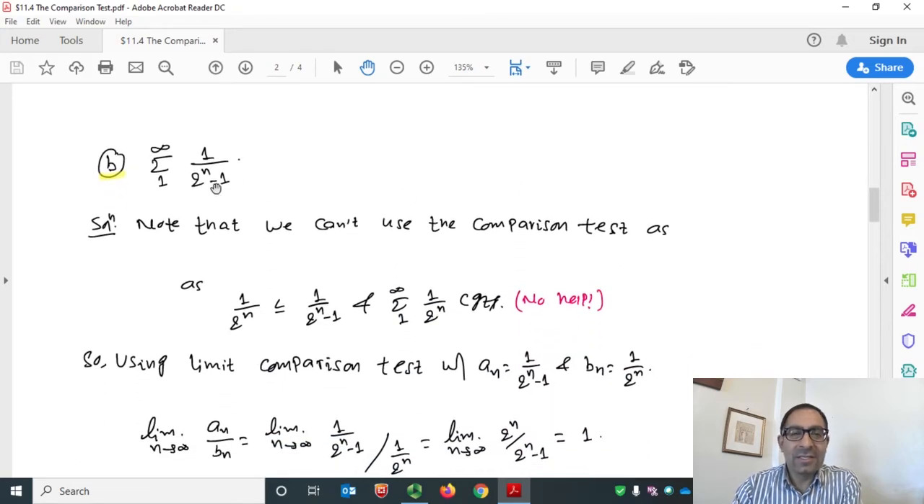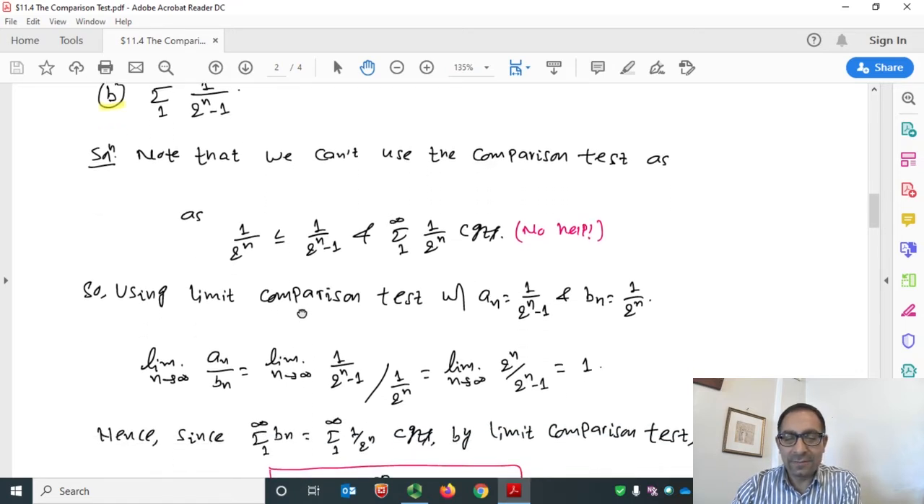2. The given series is 1 over 2^n minus 1. So let's begin the solution here. Note that we cannot use the comparison test, as our geometric series 1 over 2^n is less than or equal to 1 over 2^n minus 1, and the smaller series converges, it doesn't help us to conclude about the bigger series. So let's use the limit comparison test.